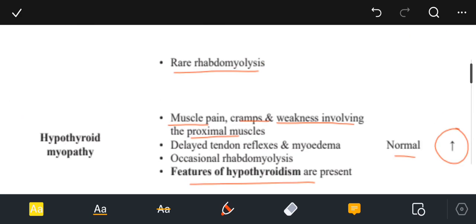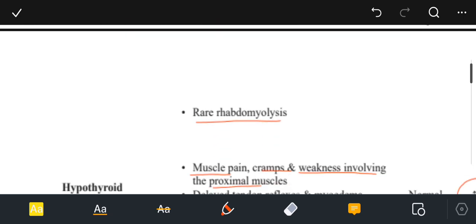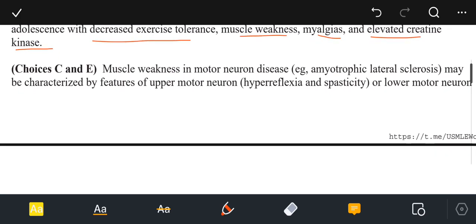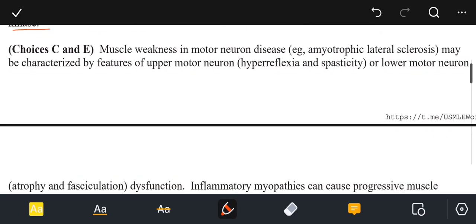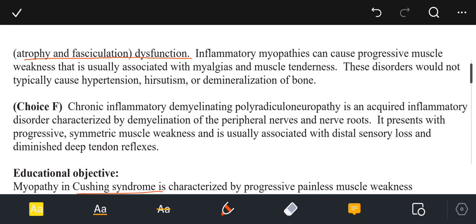Those are choices C and E, that is over here. So, motor neuron disease and muscle inflammation, none of them is the option of choice, because the muscle weakness in motor neuron disease, for example amyotrophic lateral sclerosis, may be characterized by features of upper motor neurons, hyperreflexia and spasticity, or lower motor neurons, that is atrophy and fasciculations. Inflammatory myopathies can cause progressive muscle weakness that is usually associated with myalgias and muscle tenderness. These disorders would not typically cause hypertension, hirsutism, or demineralization of the bones.